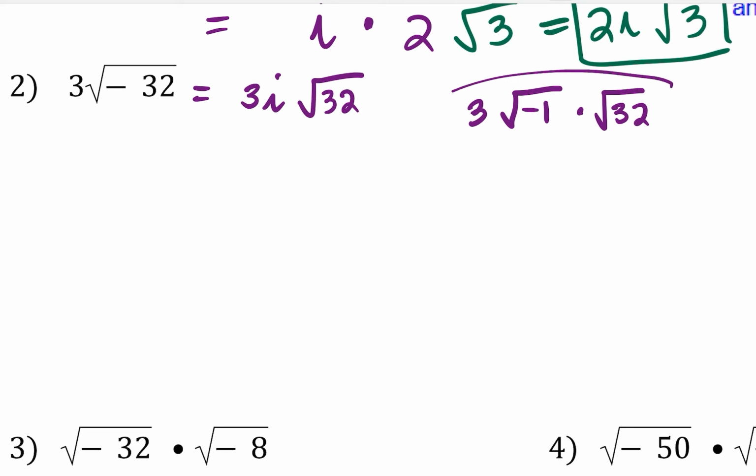Do you have to show this part? No, you do not, but it's up to you. If it makes sense, then go ahead and do it. Okay, so let's continue.